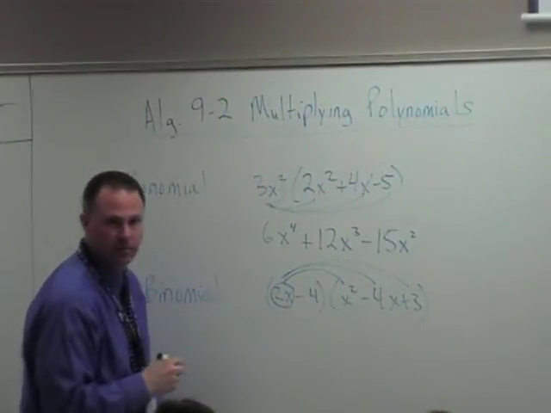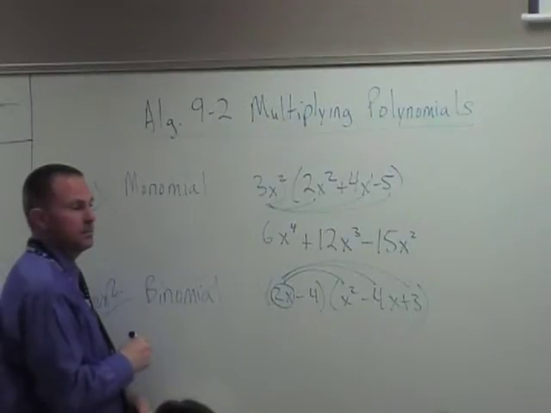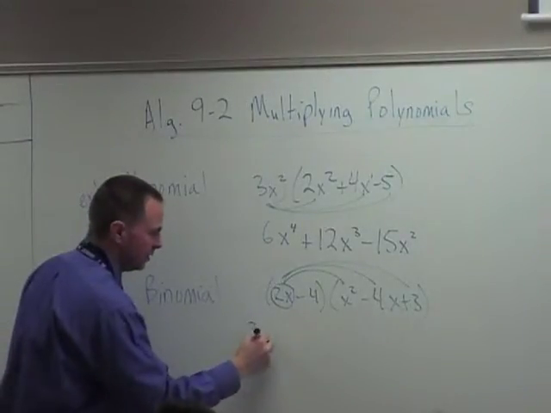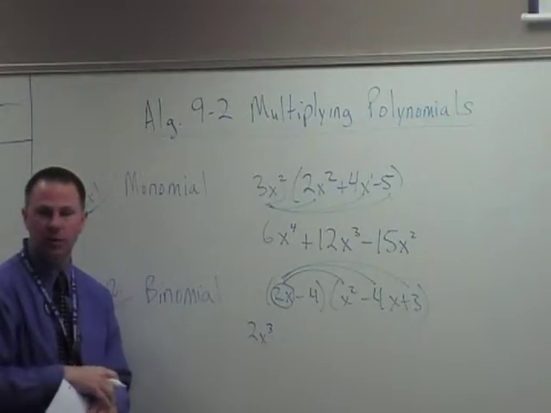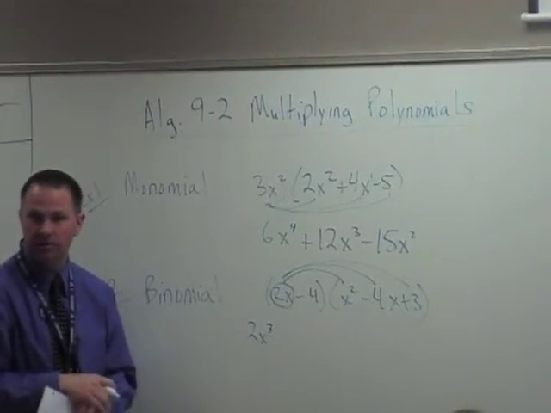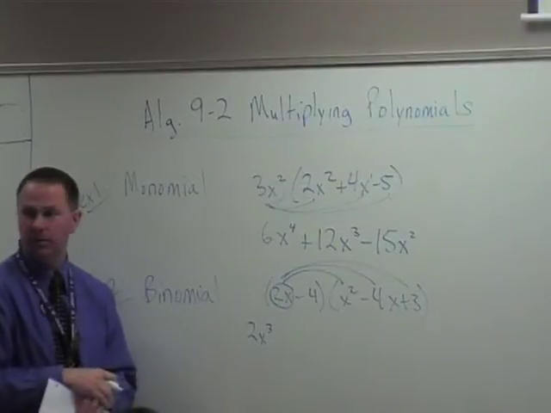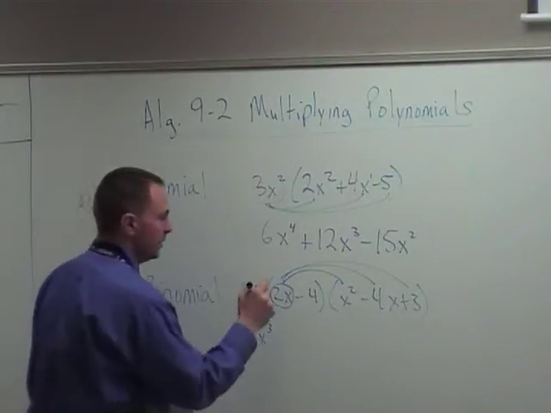2x times x squared. 2x to the third. That's right. 2 times 1 is 2. X to the first times x squared is x cubed. Anybody lost? I can write it out a little bit more if you need it. All right.